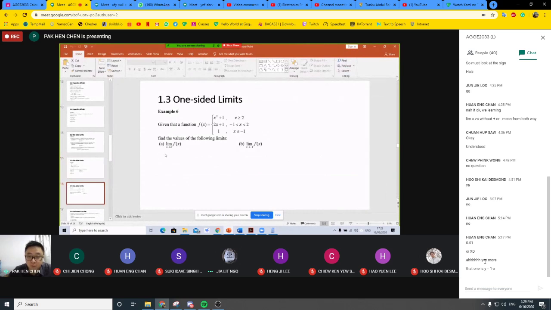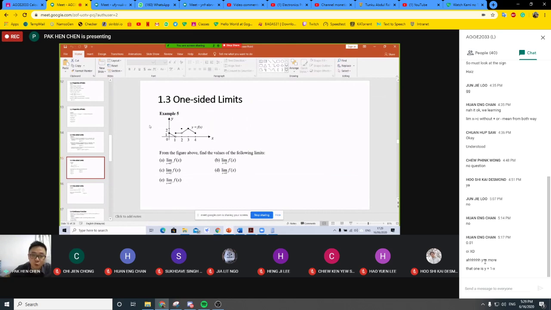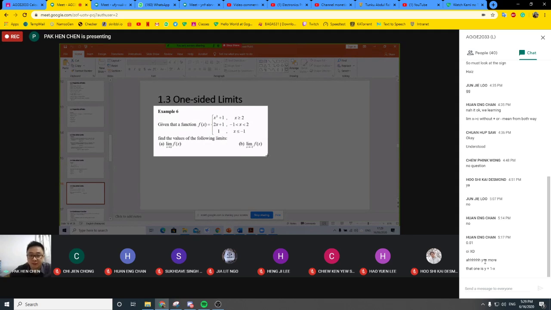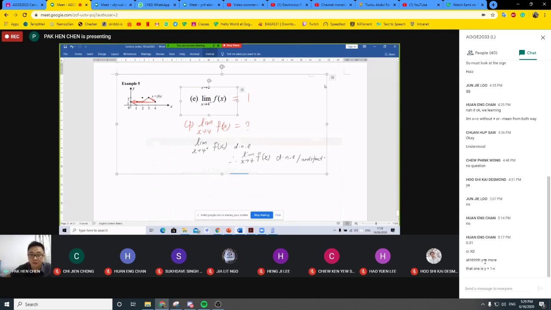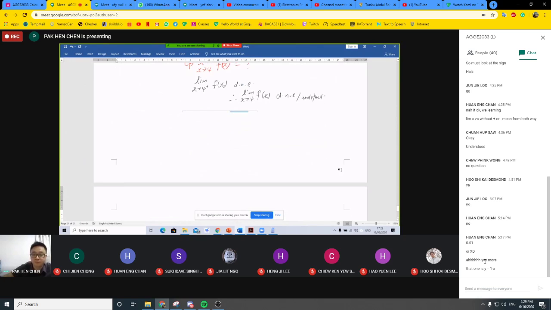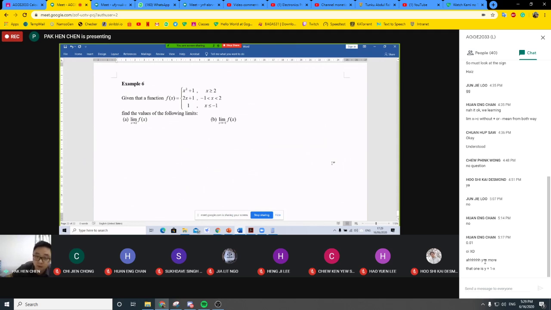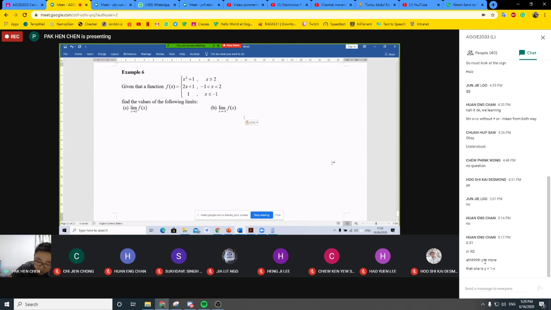So now we continue. Sometimes the question will come out in such a way that a graph is given. However, I will not give you a graph. If I do not give you a graph, you need to draw your own graph for your understanding, like this question, the next question.